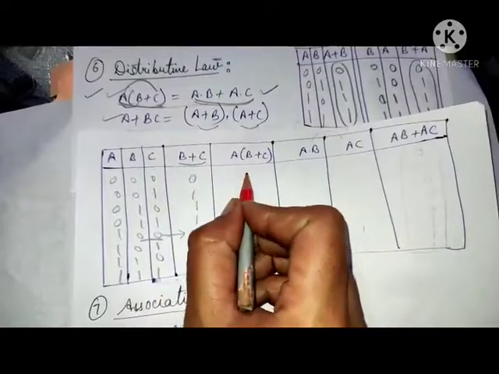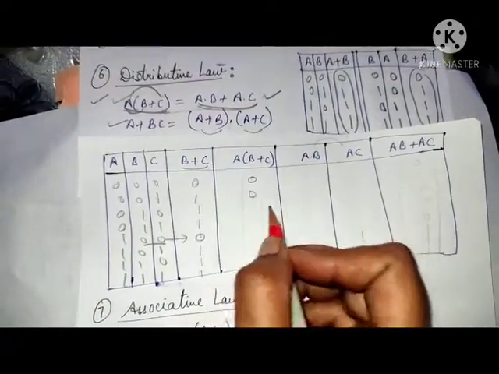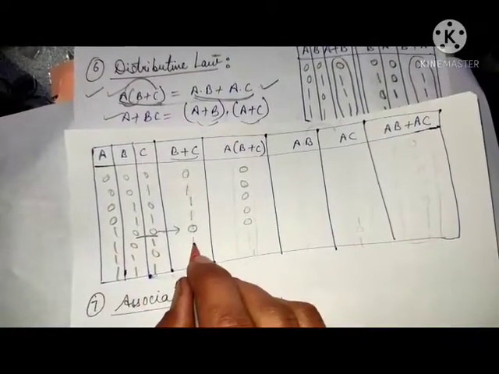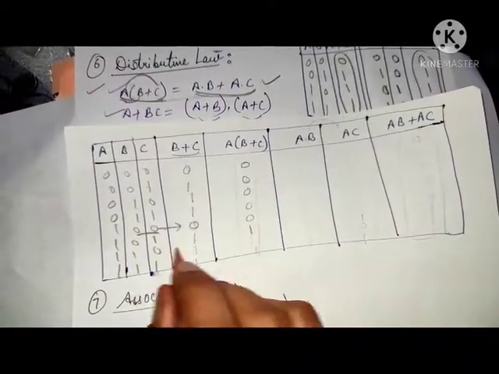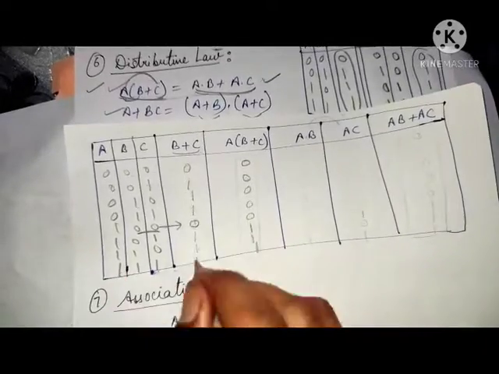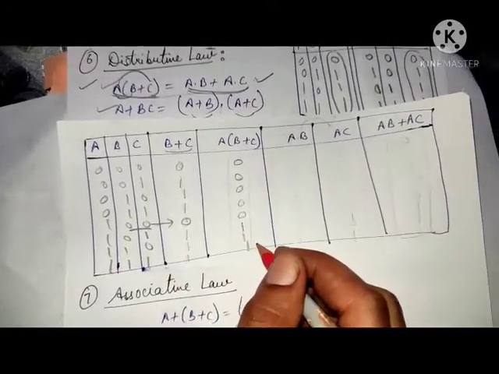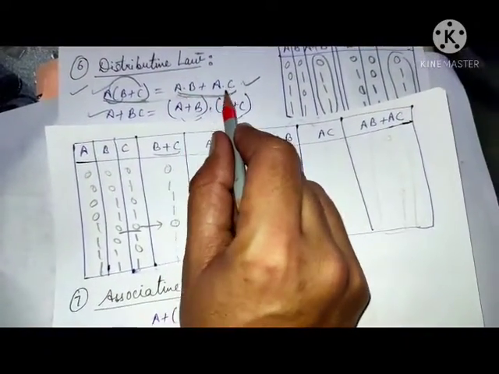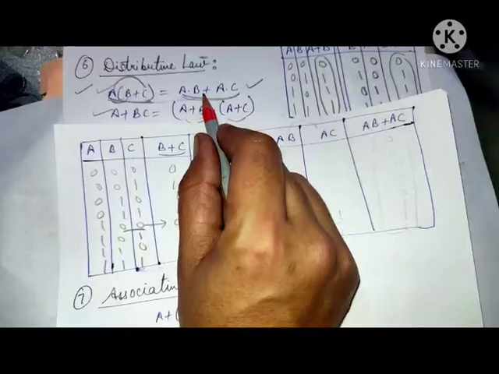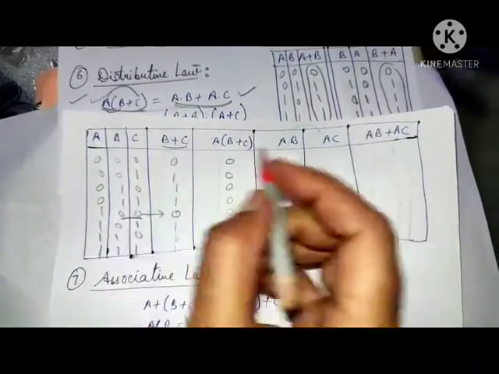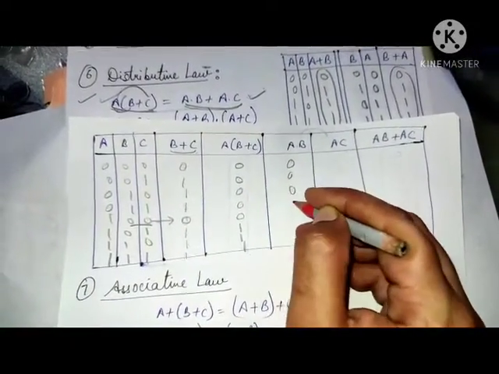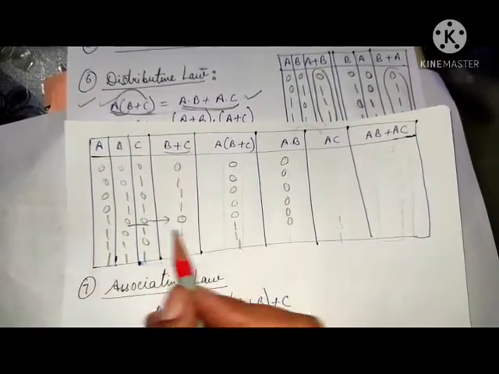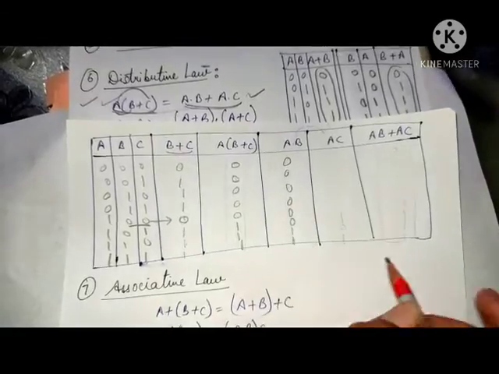So 0, 0, product is 0. Again the product is 0 because there is 1, 0. Here 1, 1. Both are 1, so the product is 1. 1, 1. Product is 1. 1, 1. Product is 1. So this is the left hand side. Now I want to prove the right hand side. So firstly we have to take the product of a and b. A and b ka product lenge 0, 0, 0, 0, 0, 0. Only in 2 situations when both are 1, the product is 1 at last.